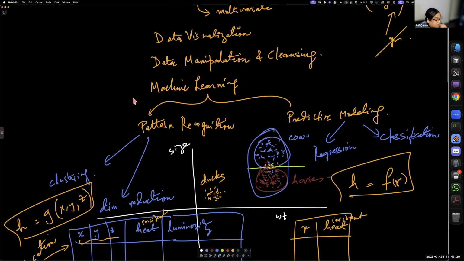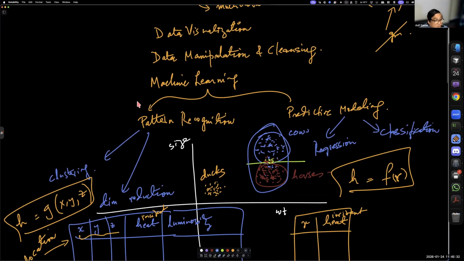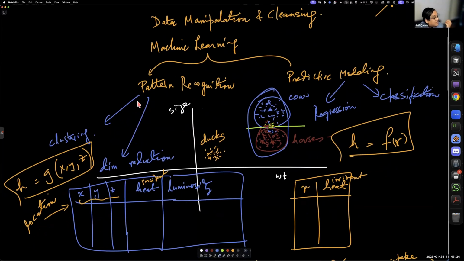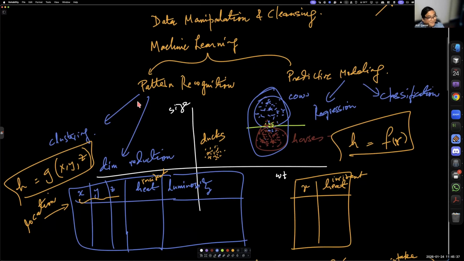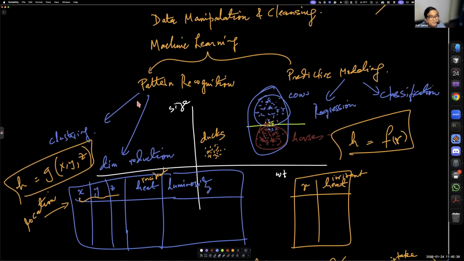But at the end of it, you need to validate whether your model is correct or not, right? That is the evaluation and metrics part of your model. Whether you're doing pattern recognition or predictive modeling, there's a host of metrics that tell how good your model is and whether you are barking up the wrong tree.